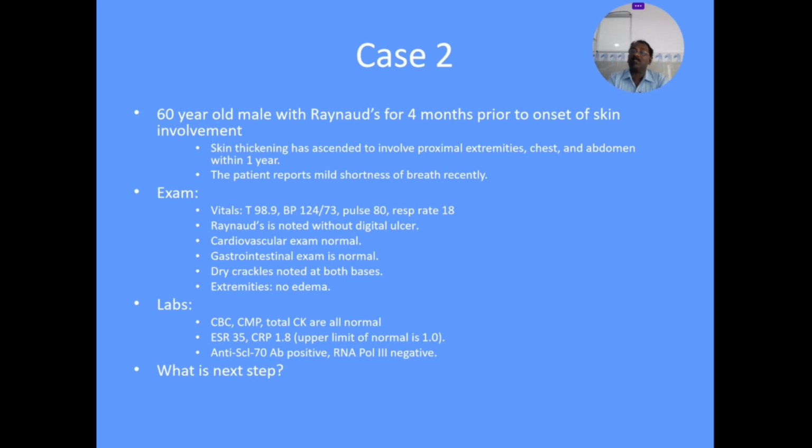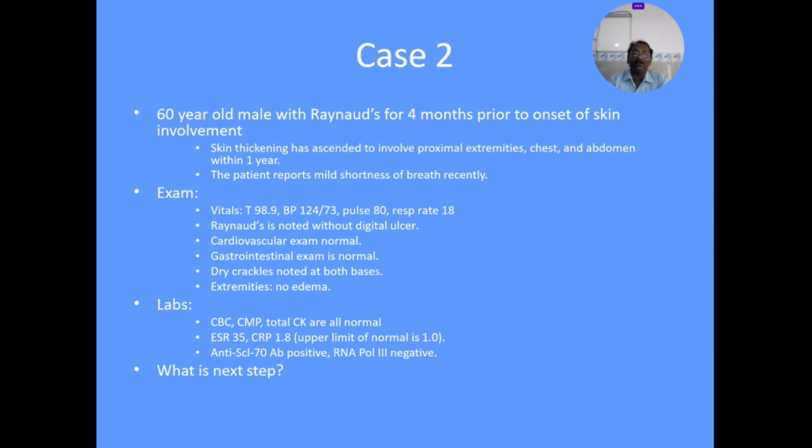Now the gastrointestinal system is normal. Dry crackles noted at both bases. The lower two-thirds of the lungs are involved in scleroderma at the bases. Extremities, no edema. That means no right heart failure. Right heart failure means edema, raised JVP, hepatojugular reflex. So all these will occur there.